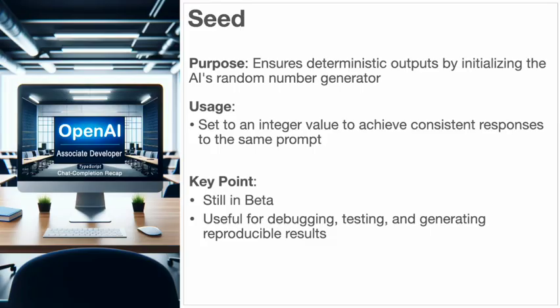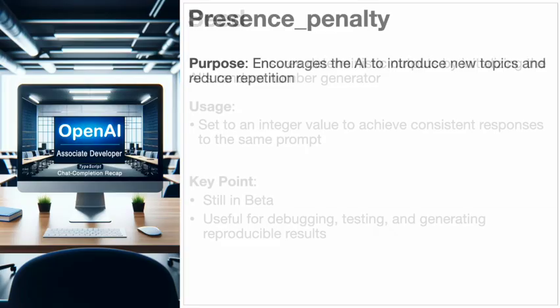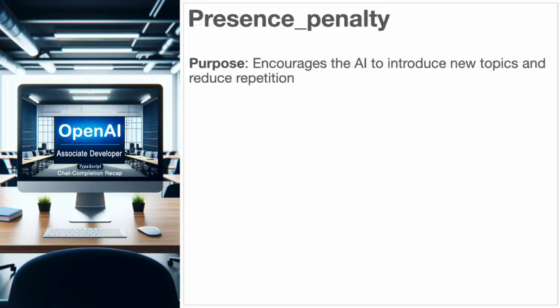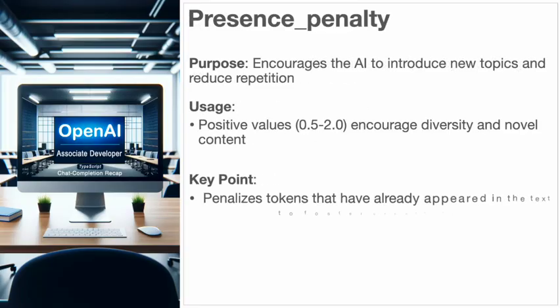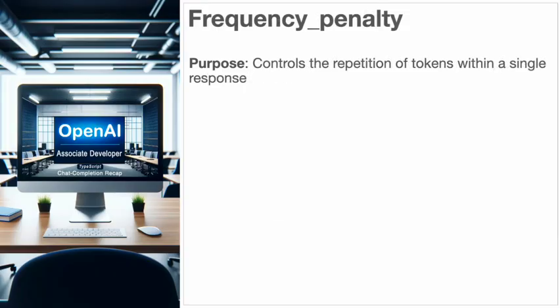We also explored the presence penalty property. Presence penalty encourages the AI to introduce new topics and avoid repetition. By penalizing the use of already mentioned tokens, this property helps generate more diverse and expansive content, perfect for creative writing or brainstorming sessions. Next, we looked at the frequency penalty property.